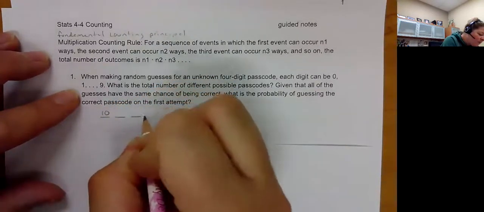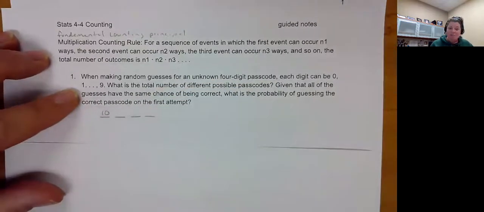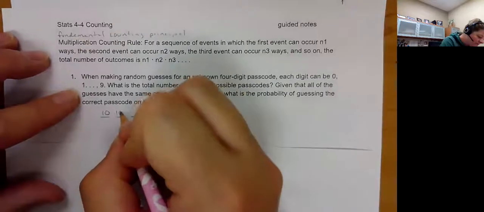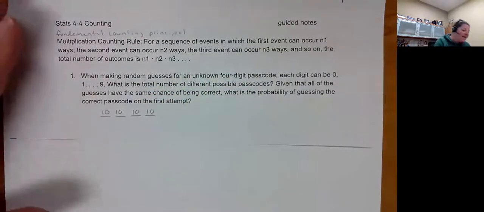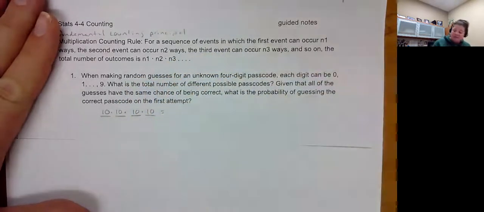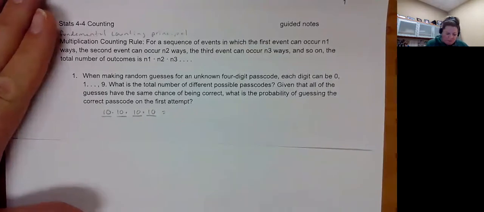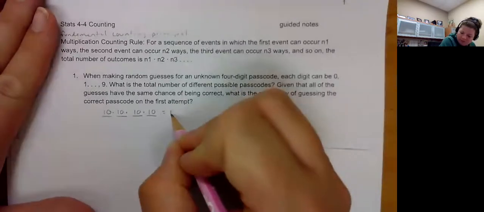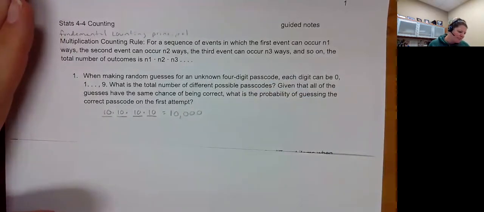And then we have 4 digits, right? How many ways for that second digit? 10 ways. Third digit, 10 ways, 10 ways. We didn't change anything. Then we times the ways together to get 10 to the 4th, which just makes 4 zeros. So 10,000.